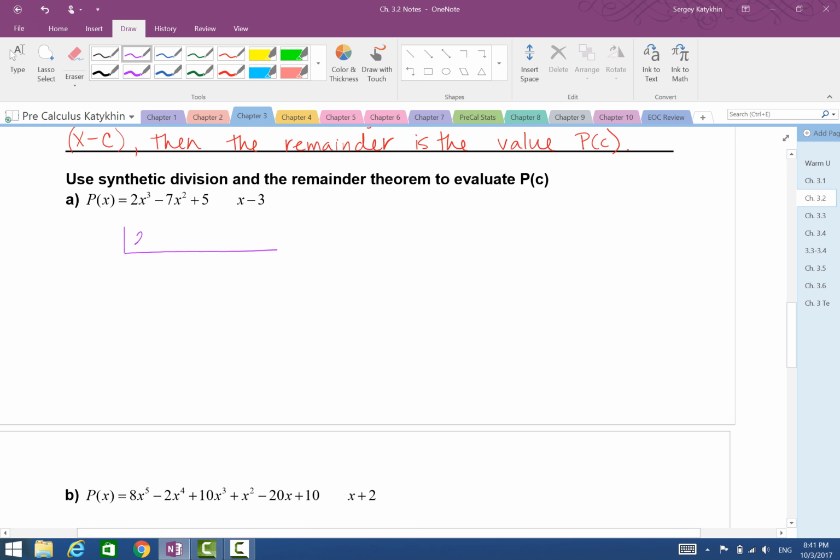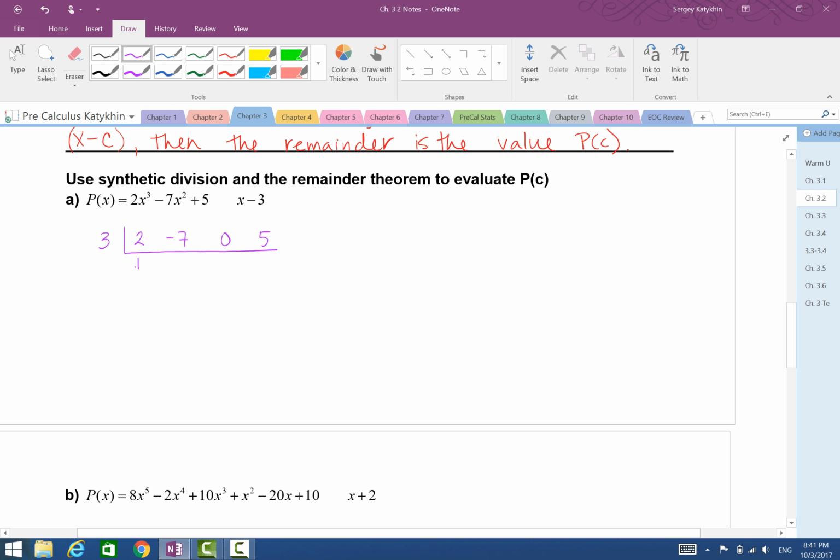Then we have a 2 as our first coefficient, negative 7 as our second coefficient. Because I don't have x here, it's going to be 0, and then followed by the constant, which is 5. Now remember, x minus 3, when you solve for x, you get positive 3. And that's how I get the 3 in front here. That's what I'm going to be dividing by.